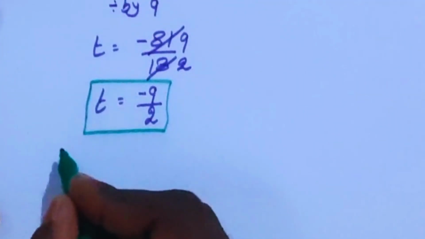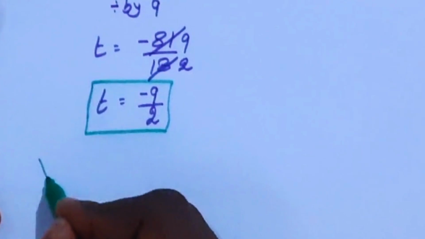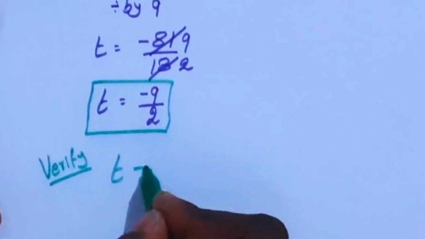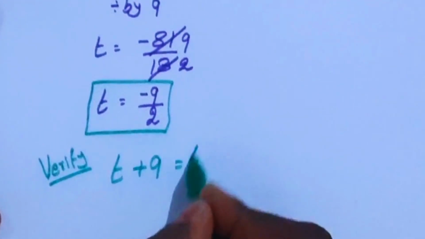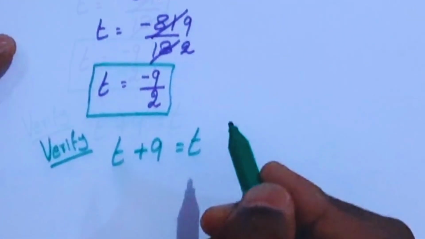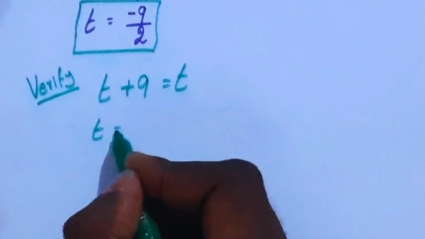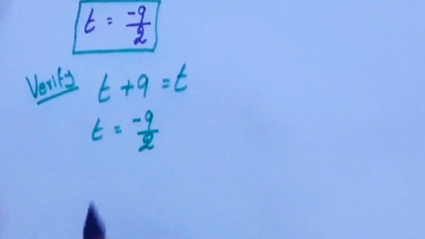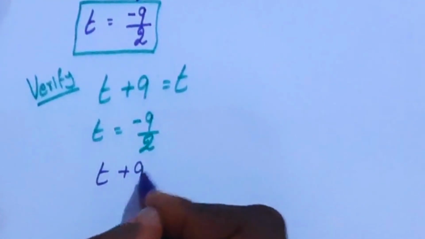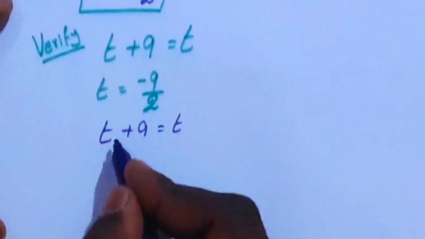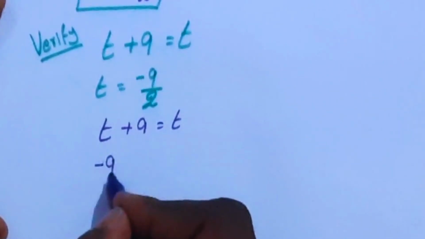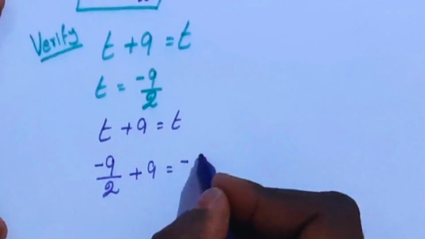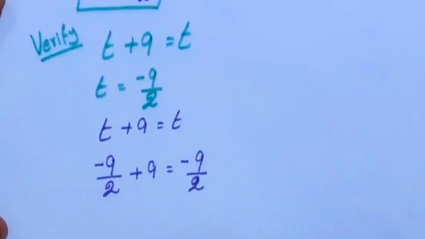Now we are going to apply this t value in the given equation. So verify the equation t plus 9 equal to t. Now the t value here is t equal to minus 9 by 2. Applying this here, so we'll get minus 9 by 2 plus 9 equal to minus 9 by 2.